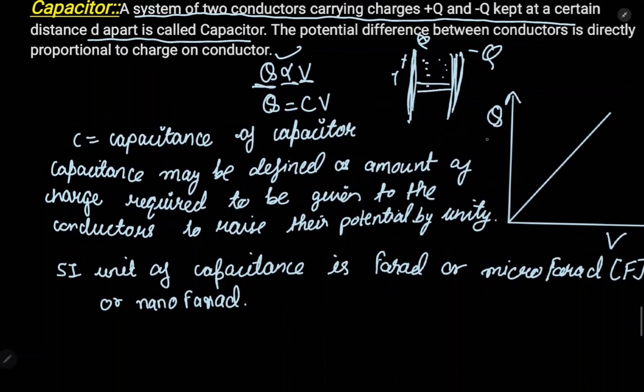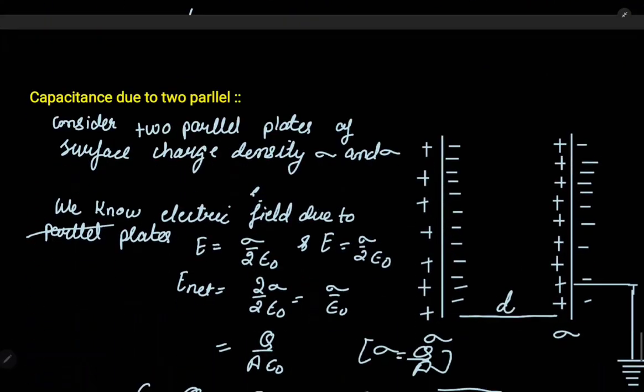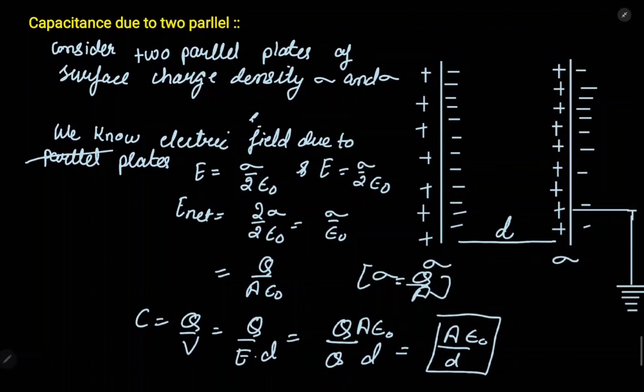So I can say that capacitance is directly proportional to charge and inversely proportional to potential. If I draw the graph between Q and V, the slope will give the value of capacitance. The SI unit of capacitance is farad or microfarad. Now the next important derivation is capacitance due to a parallel plate.